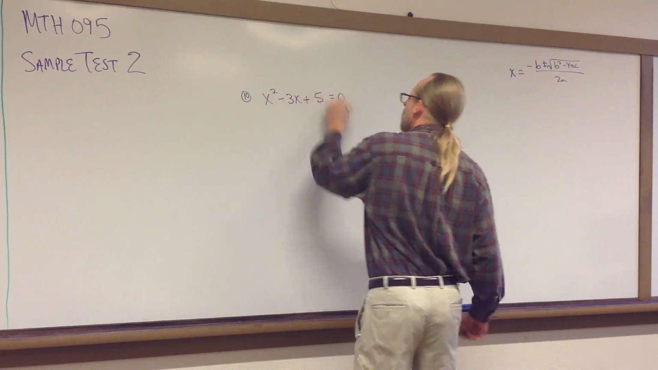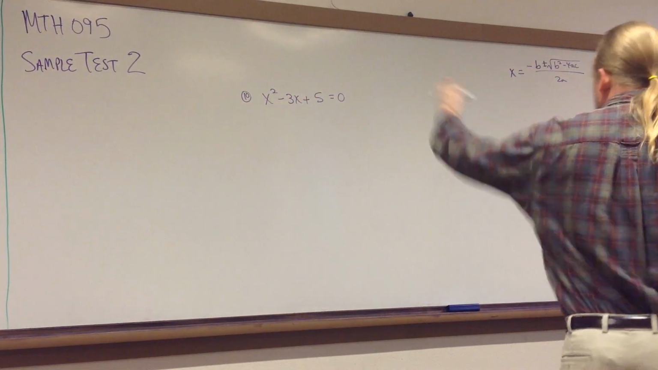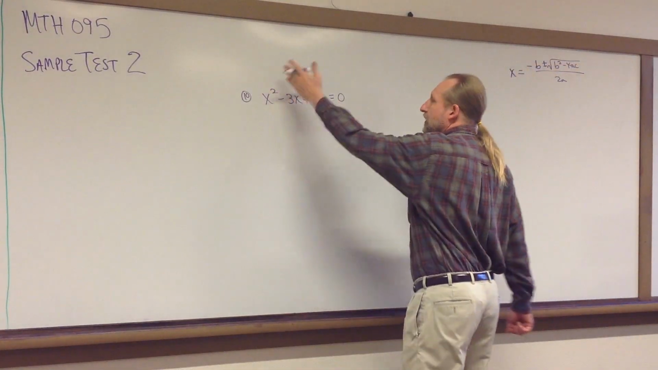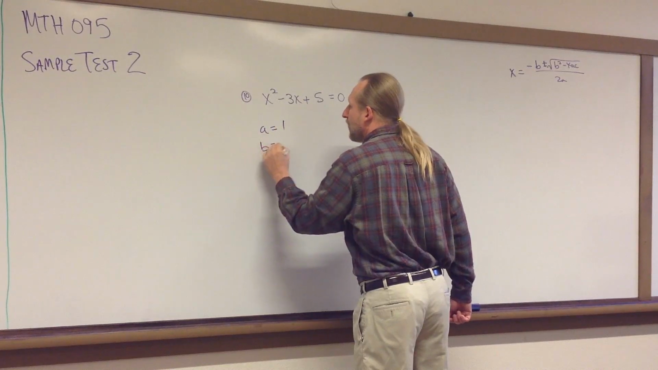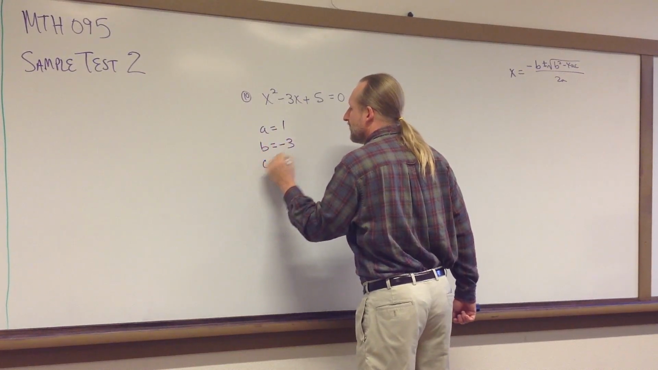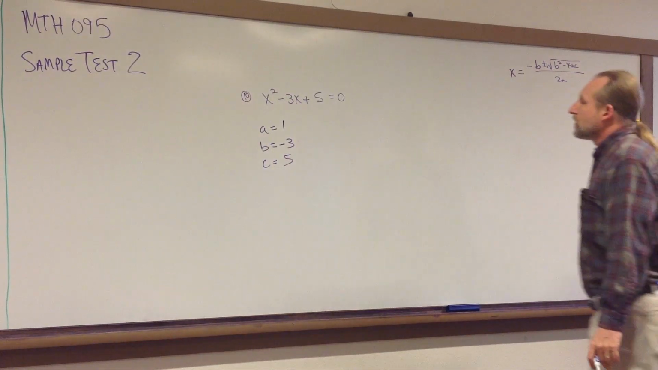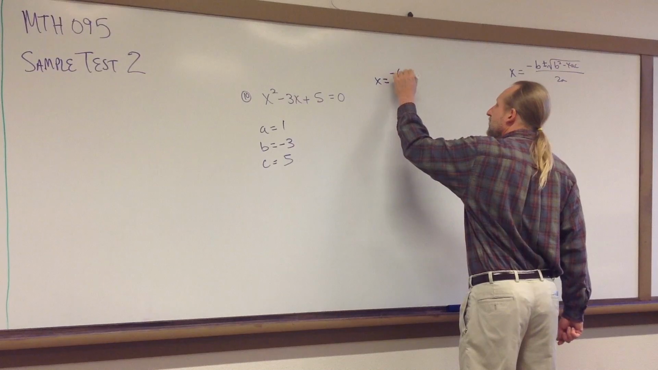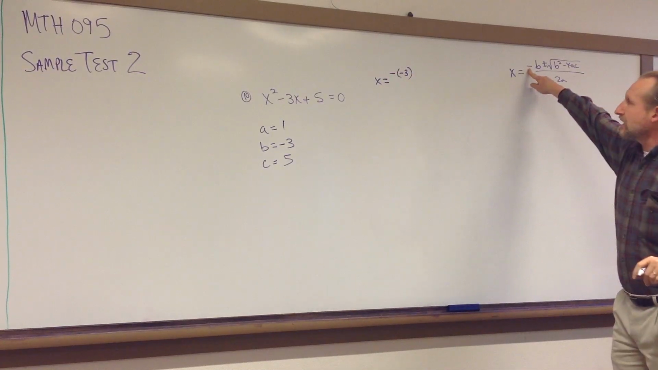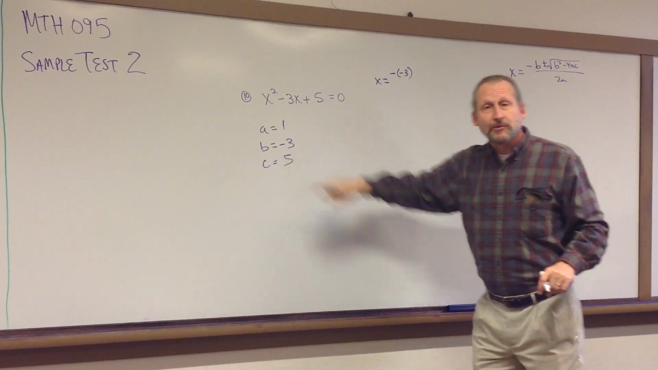equals 0. So there's no work to get this in standard form. This is standard form: ax squared plus bx plus c equals 0. So we've got a equal to 1, b is negative 3, c is positive 5. We'll apply this into the quadratic formula. So negative, negative 3. Remember, this negative sign comes with the formula. This negative sign comes from the value of b.